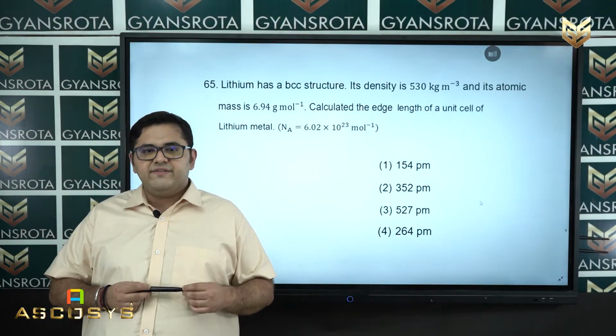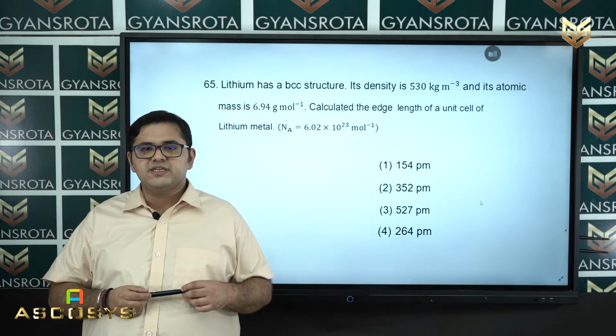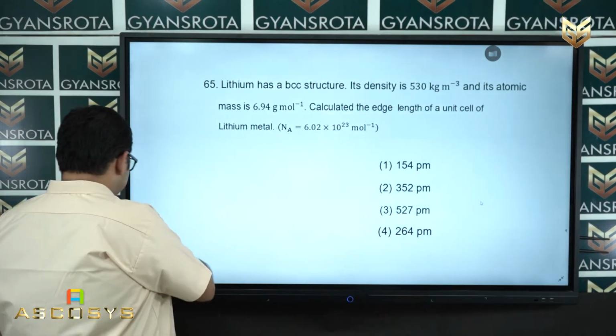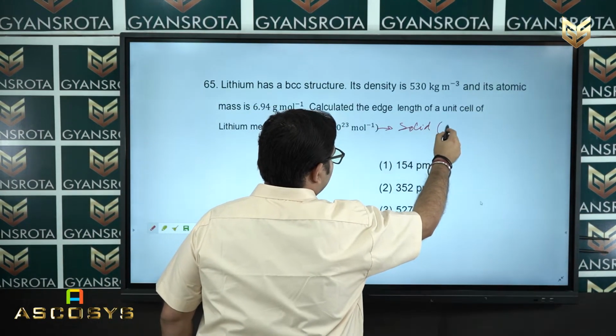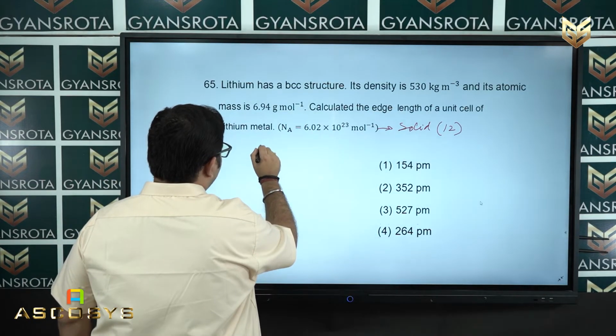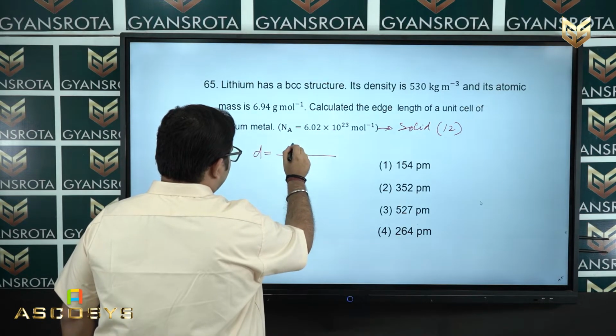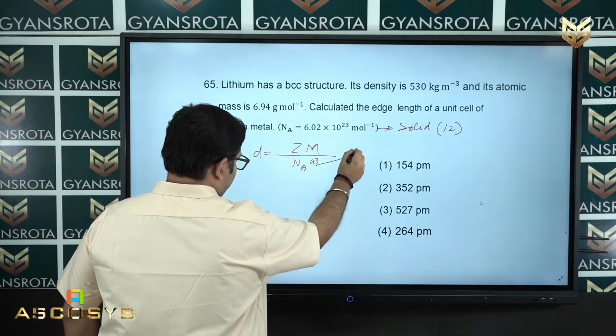Question number 65 is on your screen. Lithium has a BCC structure, its density is 530 kilogram per meter cube, and its atomic mass is 6.94 gram per mole. Calculate the edge length of a unit cell of lithium metal. Now we are moving to the solution part. This question basically comes from the solid state chapter of your class 12 NCERT. What is the formula we have to use to calculate density? D equals Z M by Na into a cube, and a is nothing but your edge length.